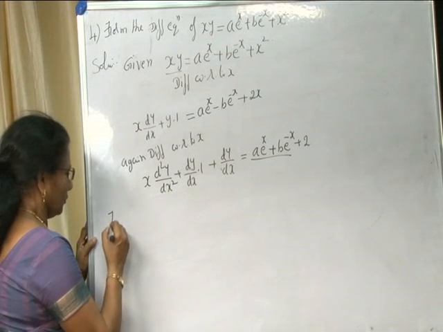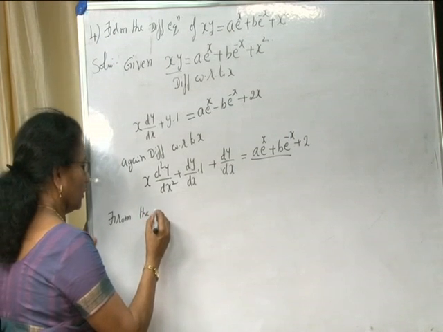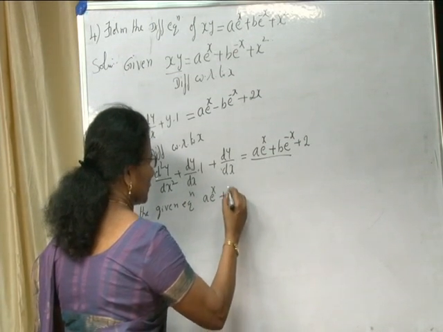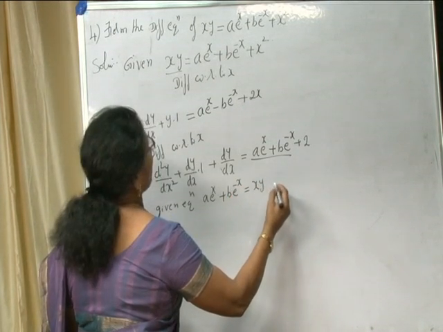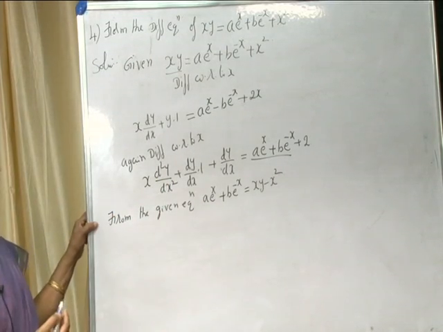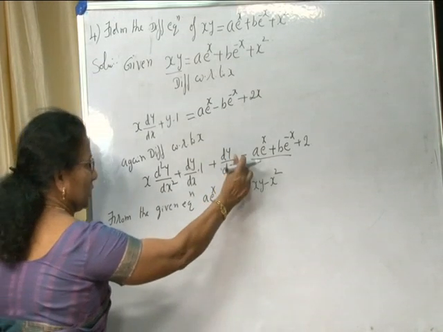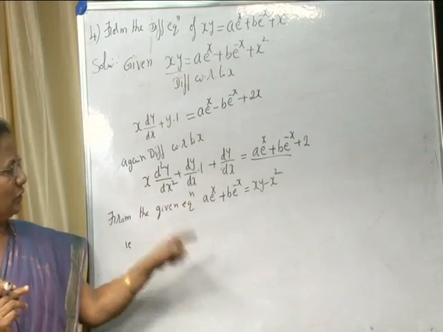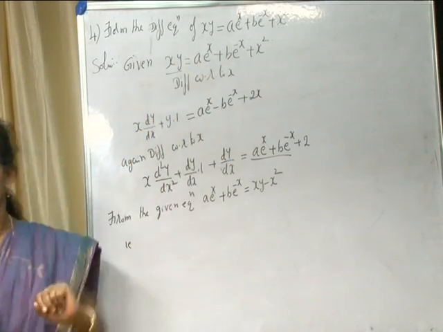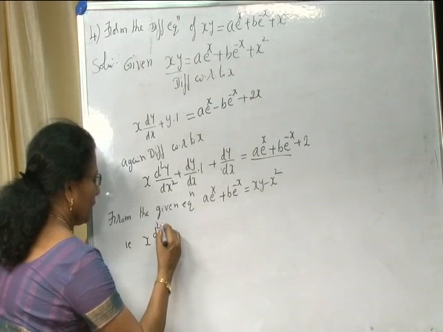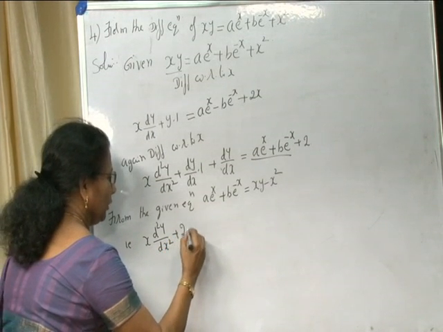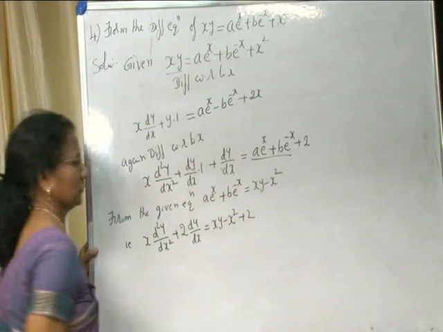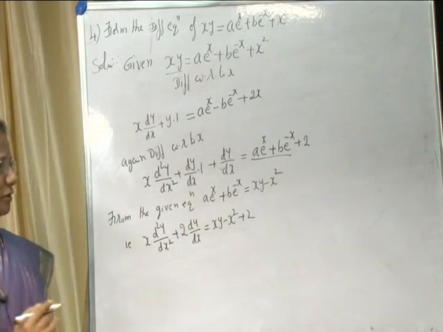From the given equation, a e to the power of x plus b e to the power of minus x is equal to xy minus x squared. So in this equation, if we substitute that a e to the power of x plus b e to the power of minus x is equal to xy minus x squared, you will get the differential equation by eliminating the arbitrary constants a and b. That is, x into d squared y by dx squared plus 2 into dy by dx is equal to xy minus x squared plus 2.